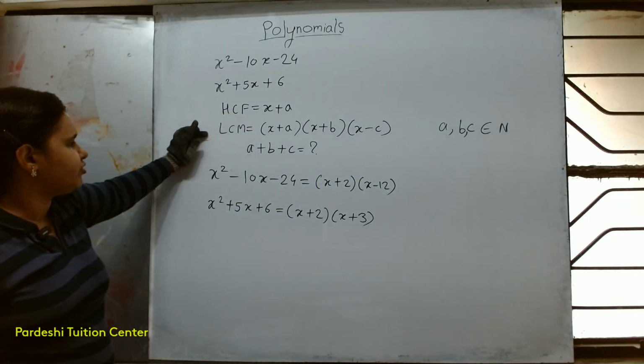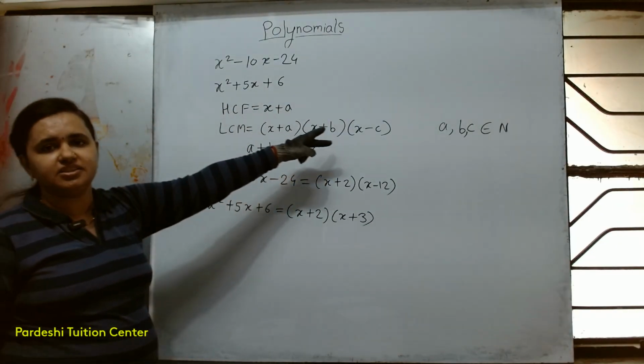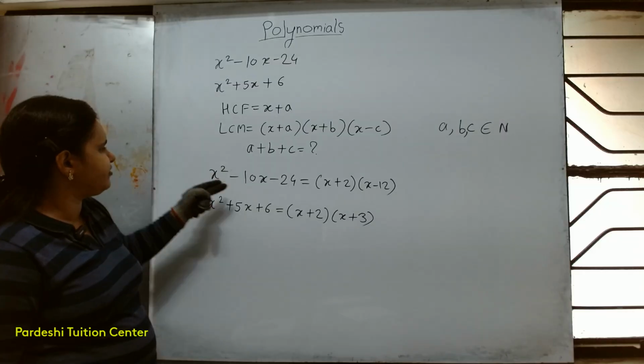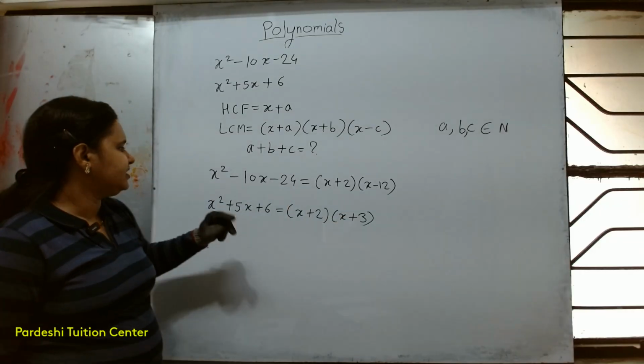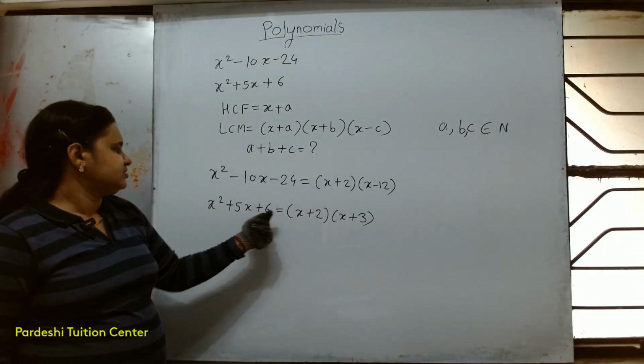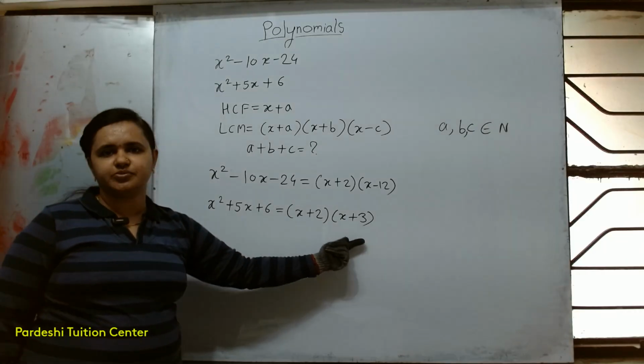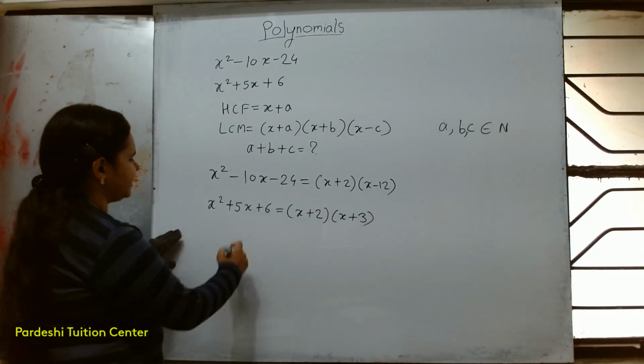HCF and LCM were given, but not in the exact form. So I have to find the factors of the two polynomials given: x plus 2 and x minus 12 for the first, and for the second polynomial the factors are x plus 2 and x plus 3. Now I will find the actual HCF.